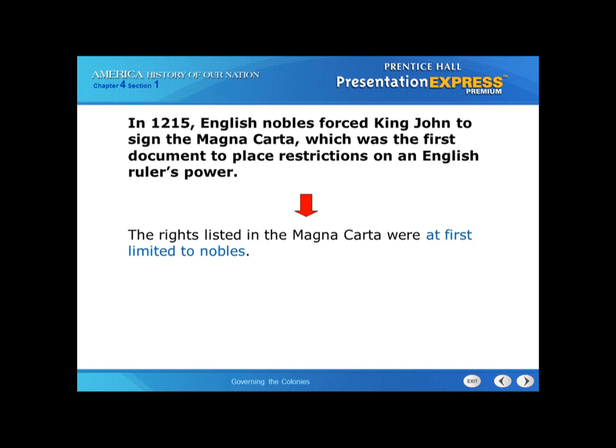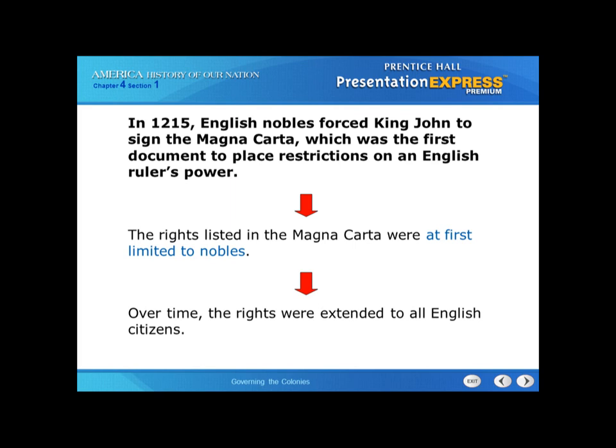When we go back in time, we'll see that in 1215, English nobles forced King John to sign the Magna Carta, which was the first document to place restrictions on an English ruler's power. The rights listed in the Magna Carta were at first limited to nobles. Over time, the rights were extended to all English citizens.